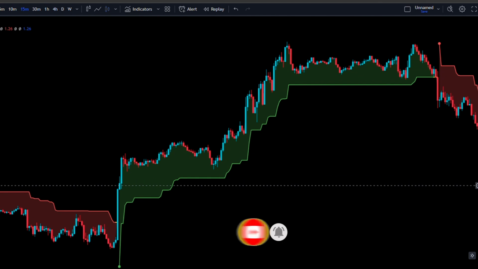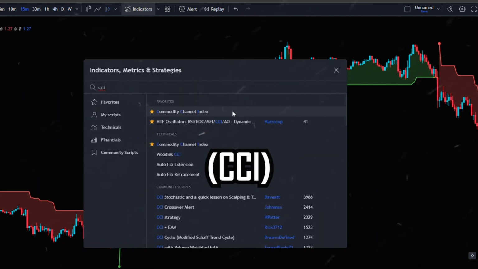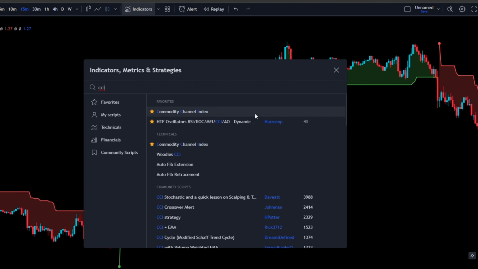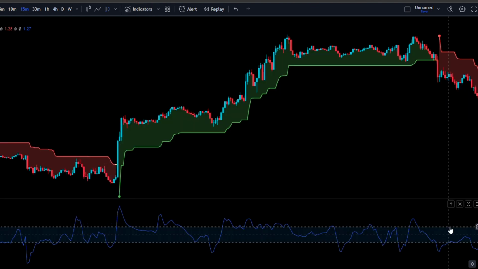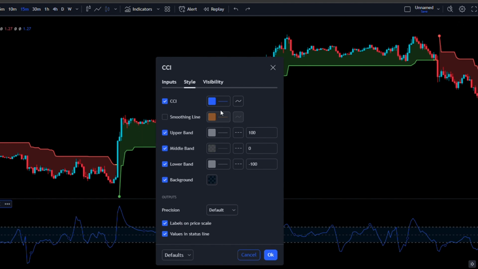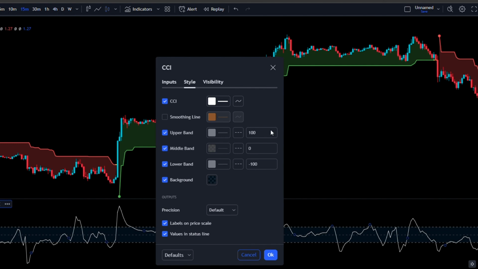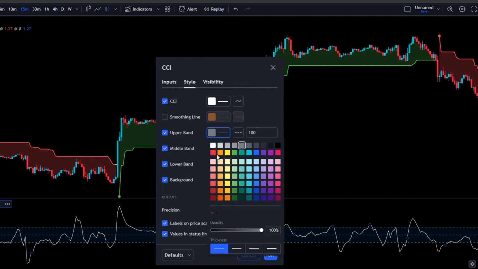So now let's go and get our entry signal indicator. And for the second indicator, we're going to need the Commodity Channel Index, also known as CCI. Now let's just make some adjustments to the visibility in the settings. So go to style, and I'm going to change the CCI color from blue to white, and also make the upper and lower bands a bit more visible.